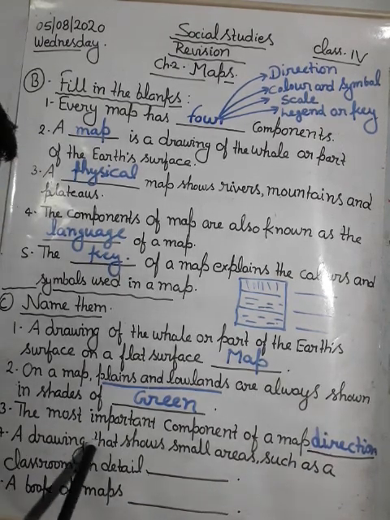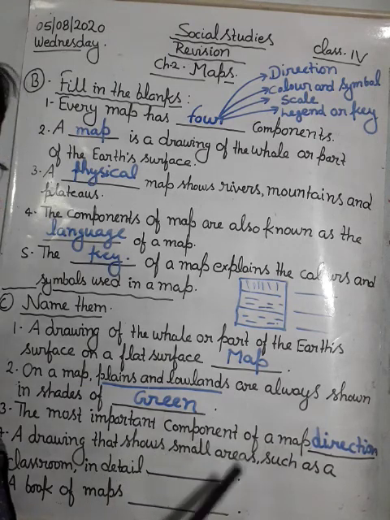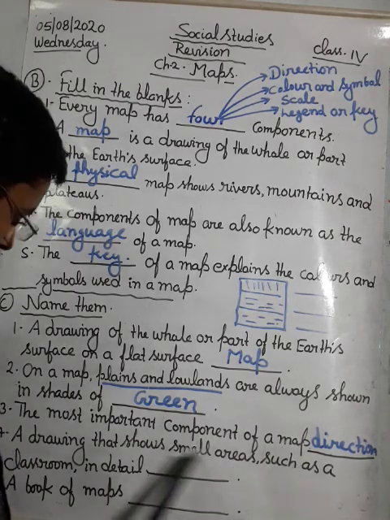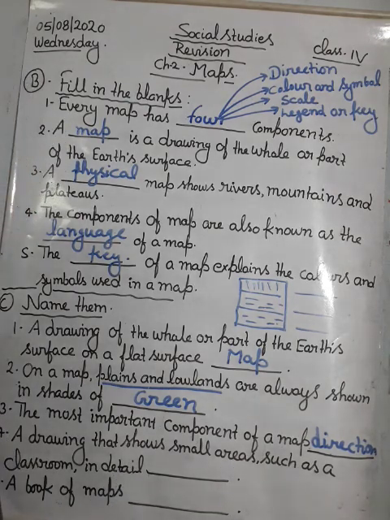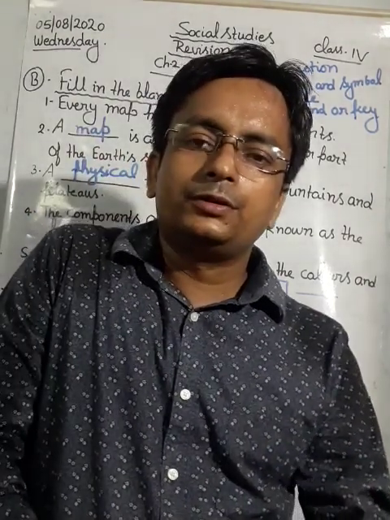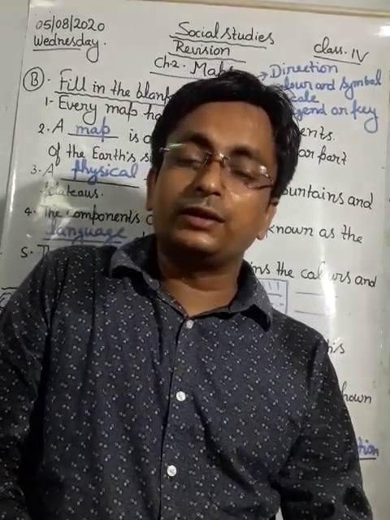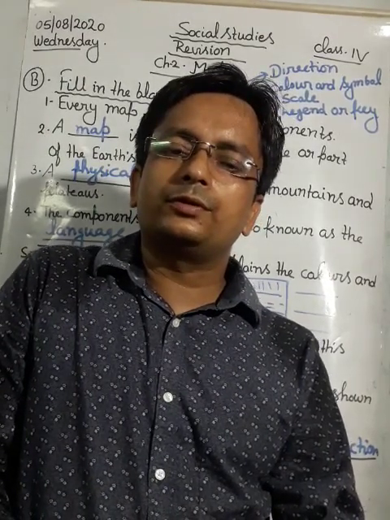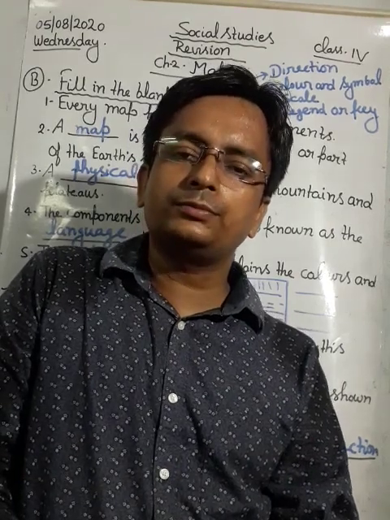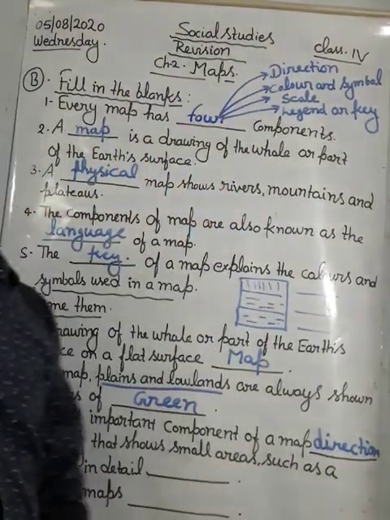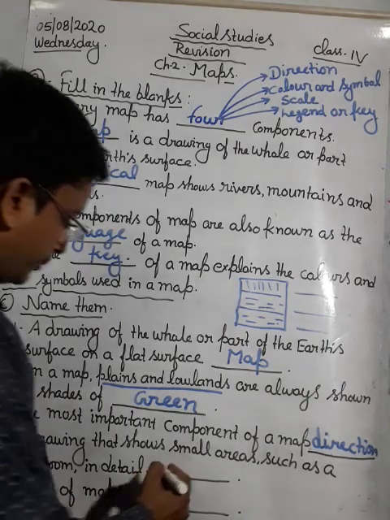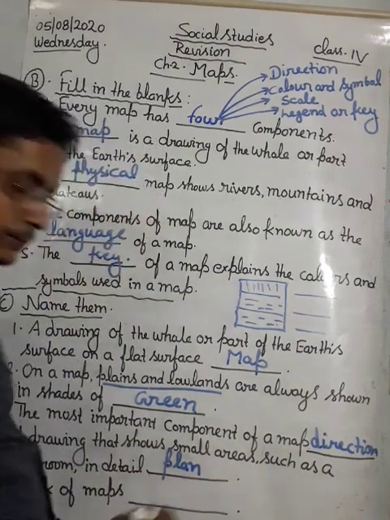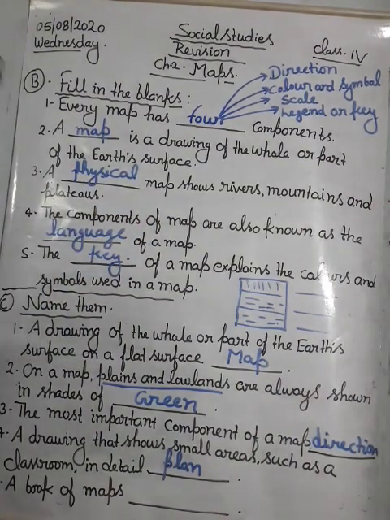Next is a drawing that shows small areas, such as a classroom, in detail. I had given this example: the planning for your sitting arrangement in your exam. What do we draw? We draw a plan. We make a plan and you have to follow it for sitting in the class.